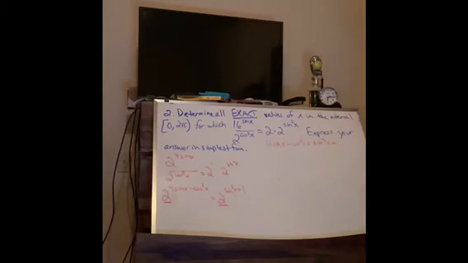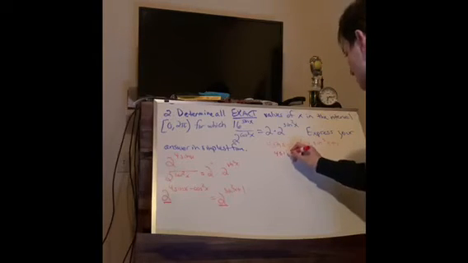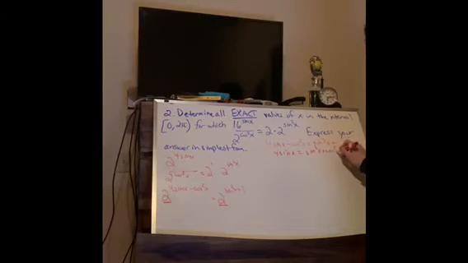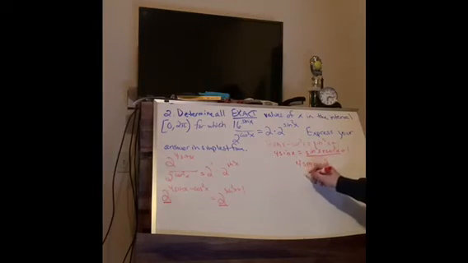Now here's the interesting part. If we add cosine squared x to both sides, we get 4 sine x is equal to sine squared x plus cosine squared x plus 1. And if you know your Pythagorean identities, sine squared x plus cosine squared x is just 1 for all x. So really, 4 sine x is equal to 2. Sine x is equal to 1/2.